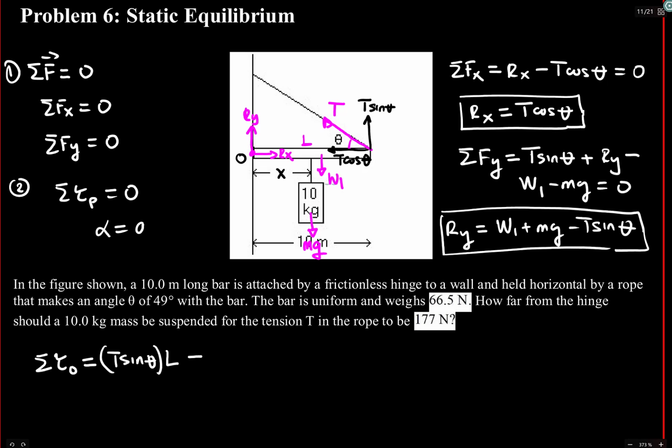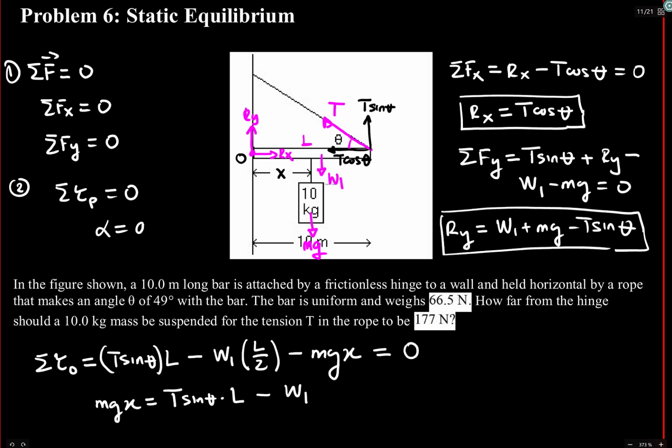minus, remember that the bar is 10 meters, so L is 10, minus W1 divided by L over 2, minus Mg multiplied by X. All of these should be equal to zero. We are looking for X. So that means that MgX is equal to T sine theta multiplied by L minus W1L over 2.